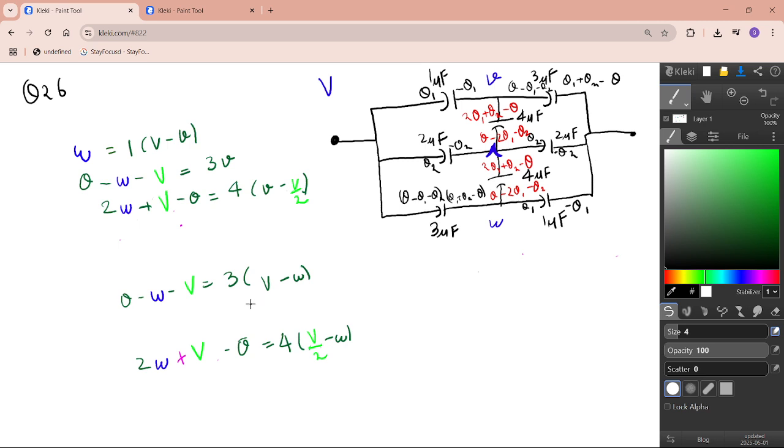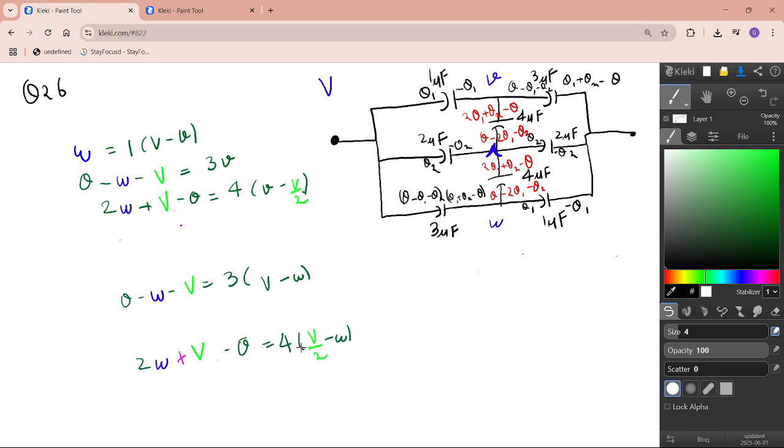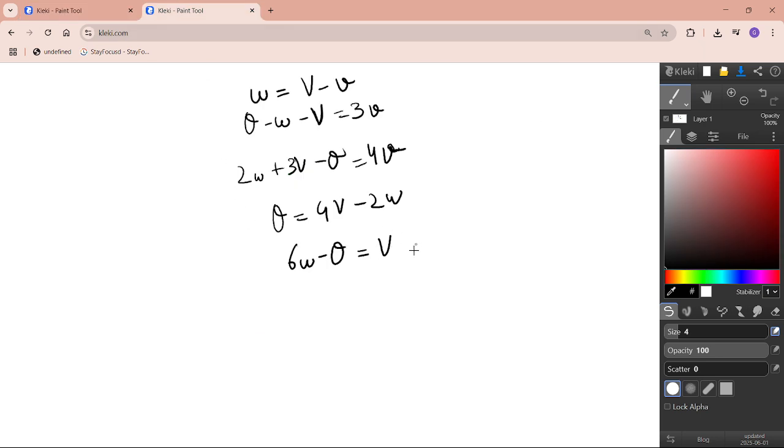Wait. It's minus 4 omega, sorry. Minus 4 omega becomes 6 omega. 6 omega minus Q is equal to V. The 2 and 1 got cancelled, the minus Q stays here, and 1 more comes here, so 6 omega minus Q is V.